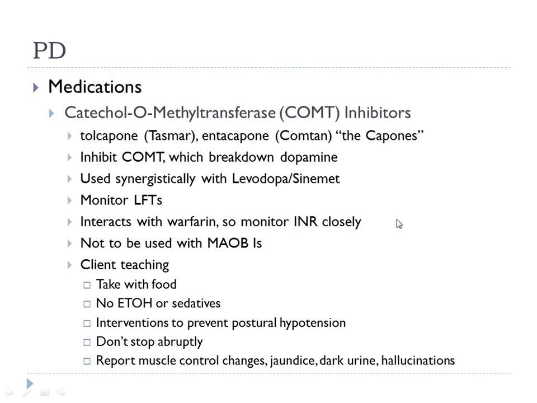Cause sedation, so therefore the patient should avoid sedatives and alcohol intake. Again, postural hypotension is a side effect. But watch for signs like dark urine, yellowing of the skin or whites of the eyes. Report jaundice, okay? It's hepatotoxic.